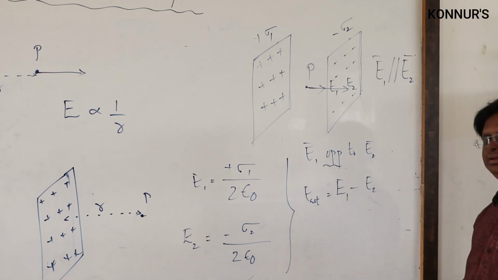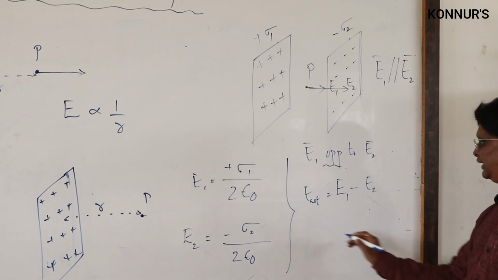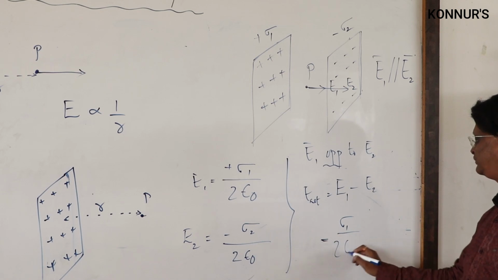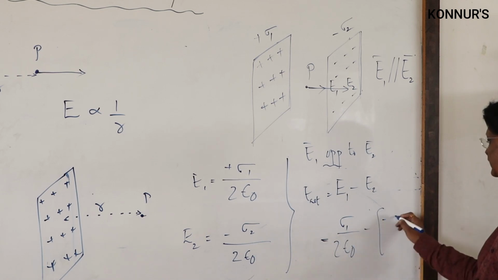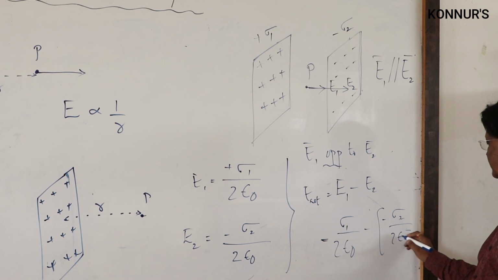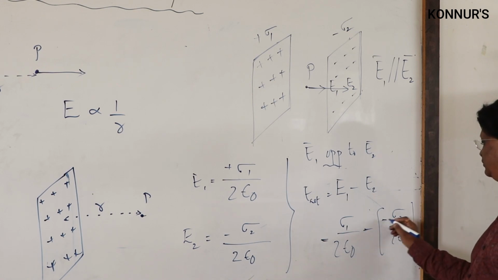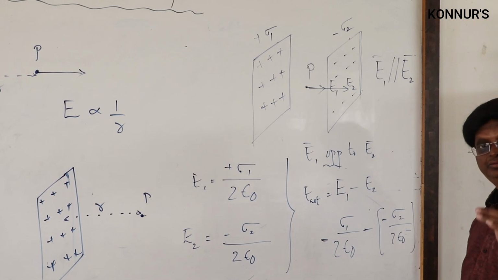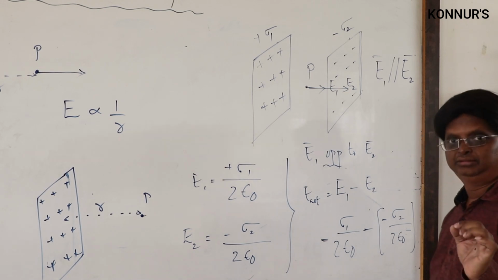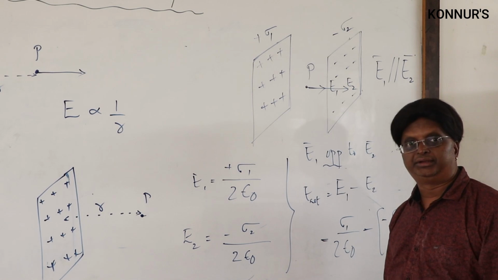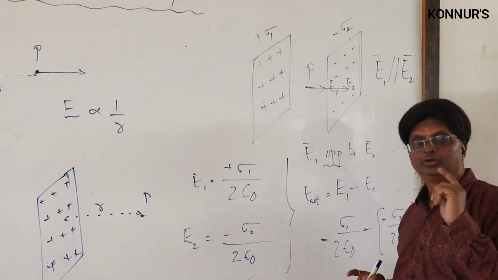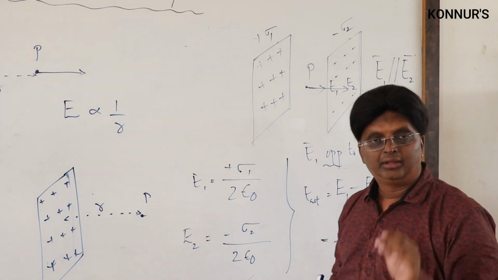Now here, a simple mistake is committed. This is sigma 1 by 2 epsilon naught minus of minus sigma 2 by 2 epsilon naught, and finally you will write it as negative of negative positive. It should not happen here. In the case of intensity, which is a vector quantity, when we are doing such plus or minus, it is not the algebraic addition, it is a vector addition.